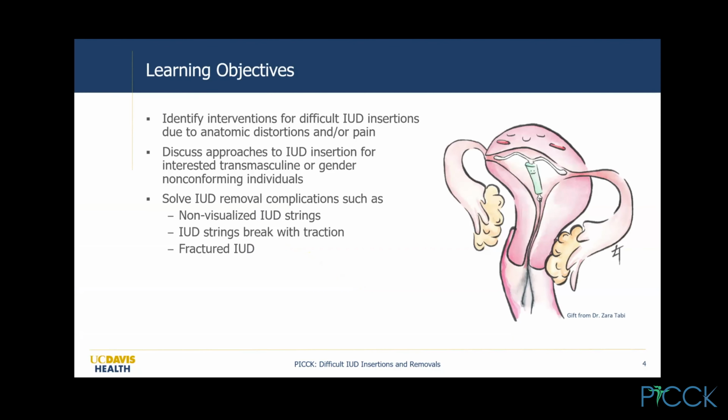So the learning objectives of this talk: I'm hoping that at the end of this you'll feel that you can identify interventions for difficult IUD insertions that are due to anatomic distortions or pain, discuss how to approach IUD insertion for those interested, transmasculine or gender nonconforming individuals, and then how to go about solving an IUD removal complication, such as non-visualized IUD strings, an IUD string that breaks off when you put traction on it, or even a fractured IUD.